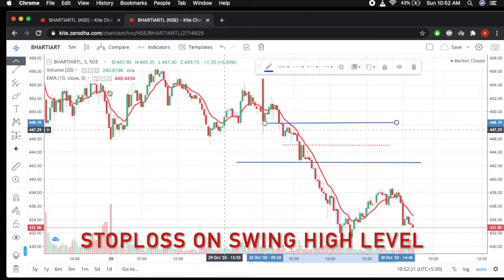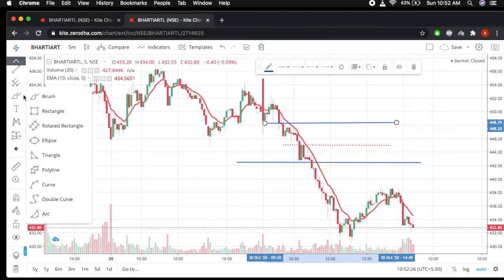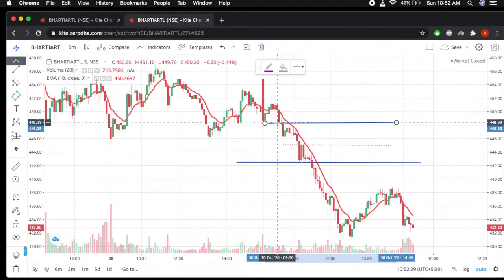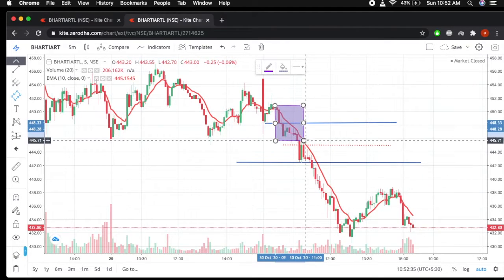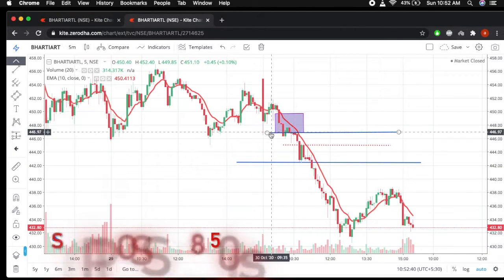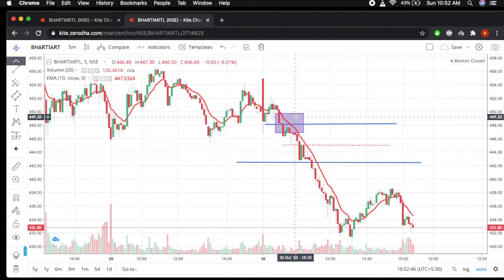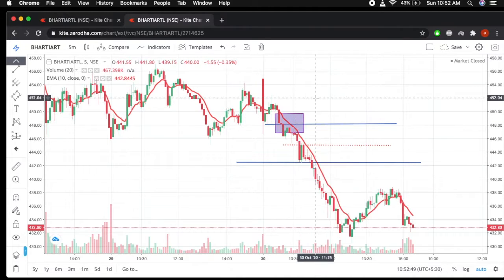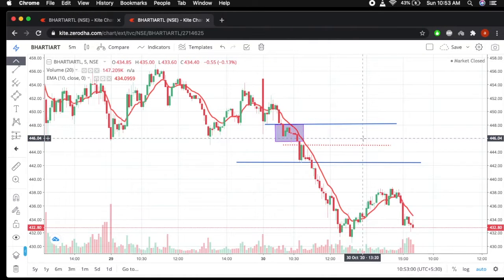So you guys can see this was the swing low part, swing high part. So I kept my stop loss around this particular part. This was my stop loss. Just kept it around here. This was my stop loss. I just kept it above the swing high. So these are the reasons I took an entry.